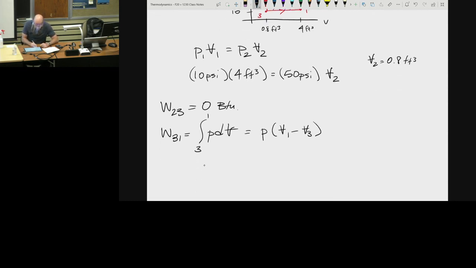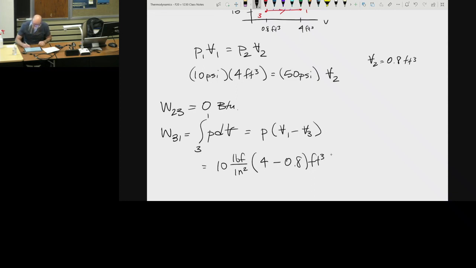So what do we have here? This one, the pressure was 10 psi, pounds force per inch squared. My volume 1 is 4, and my volume 3 is 0.8, and this is going to be feet cubed. That's the equation.